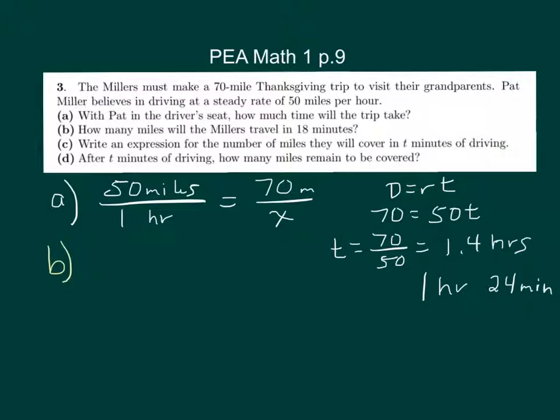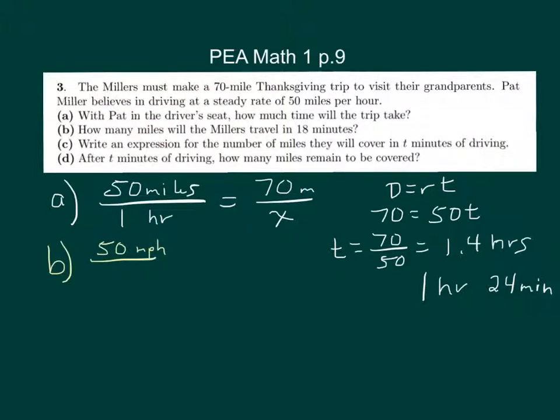How many miles will the Millers travel in 18 minutes? So now we want to figure out how fast they're traveling. I mean, we know they're traveling 50 miles an hour, but now we want to go 18 minutes. So how did somebody do that one? Yeah, I found how fast they went per minute. Perfect. So if you're going 50 miles per hour, then how will you figure out how far you're traveling in a minute? Yes, I just divided 50 and 60 by 10. It's 5/6. Perfect.